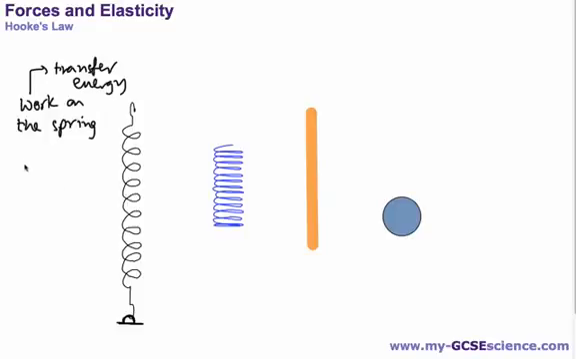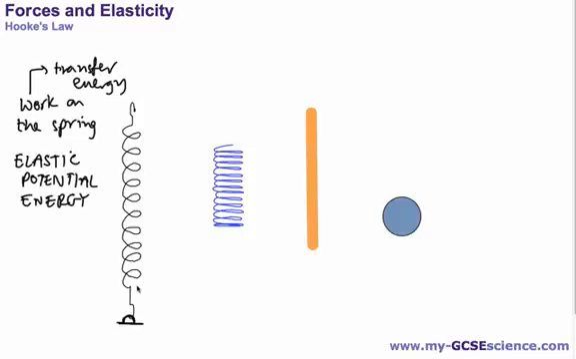as elastic potential energy. Okay, so we have the elastic potential energy stored in the spring, and I've managed to store it by doing work on the spring. What I did was transfer energy: I pulled it down and hooked it onto this little clasp at the bottom there.